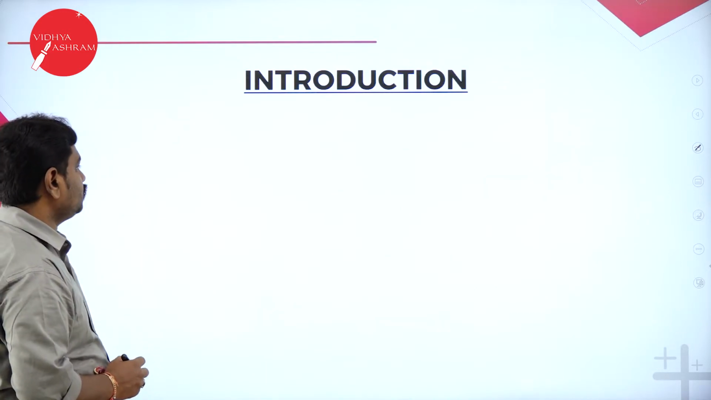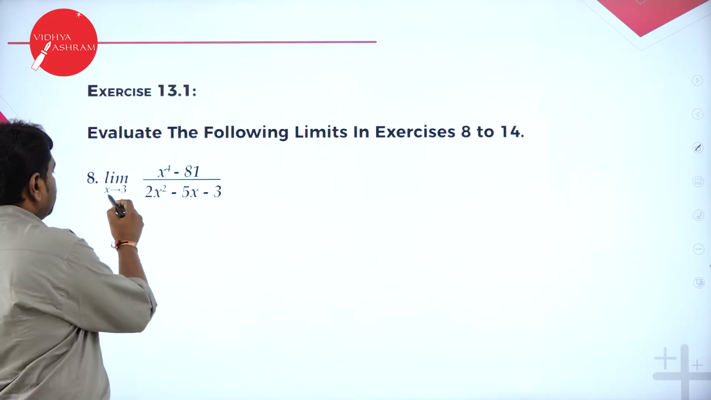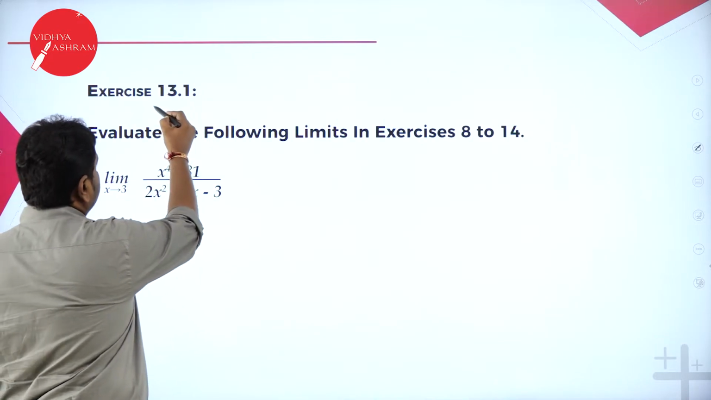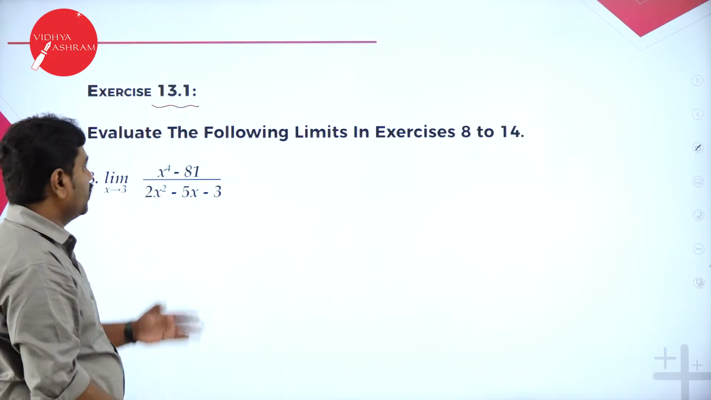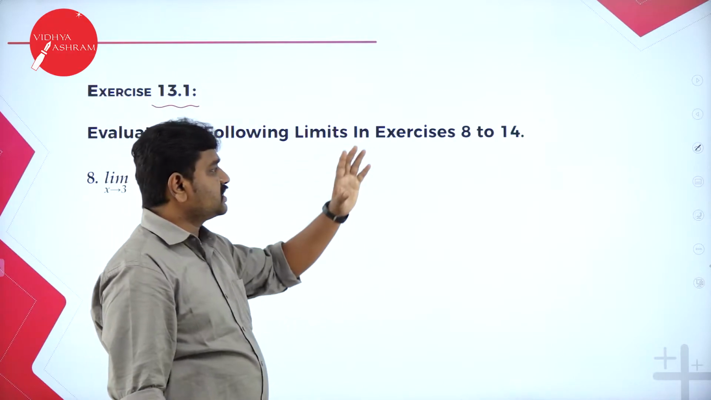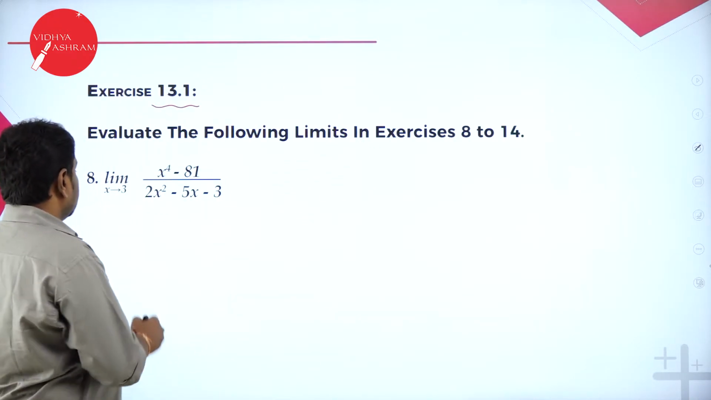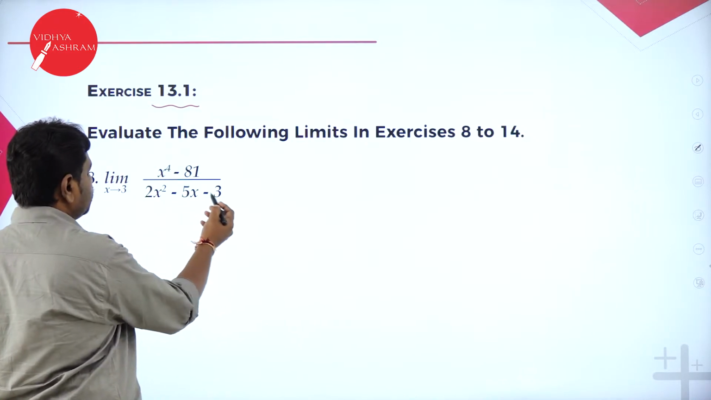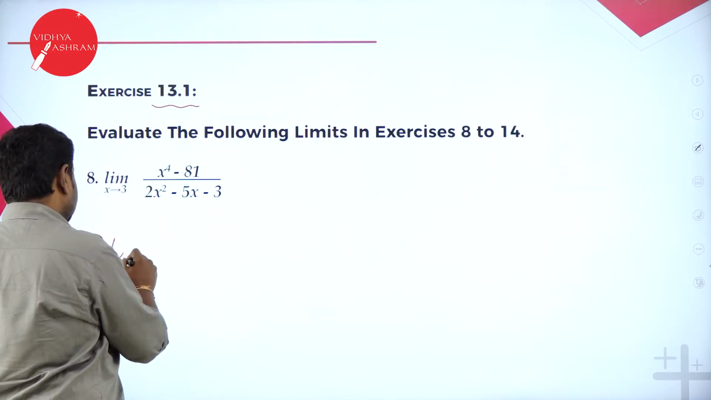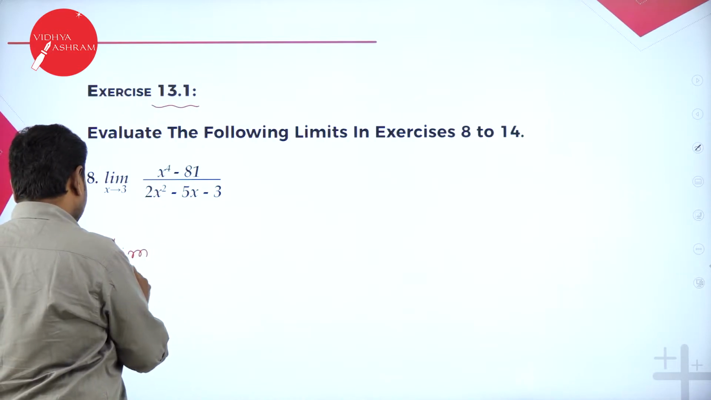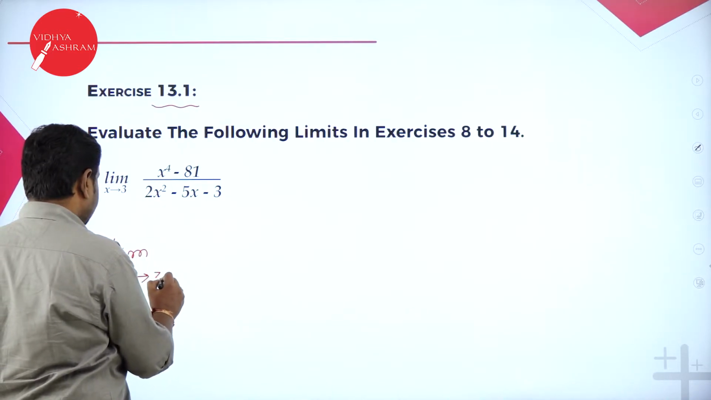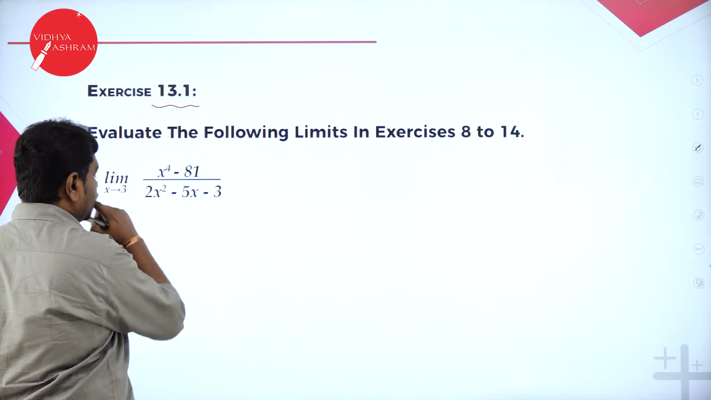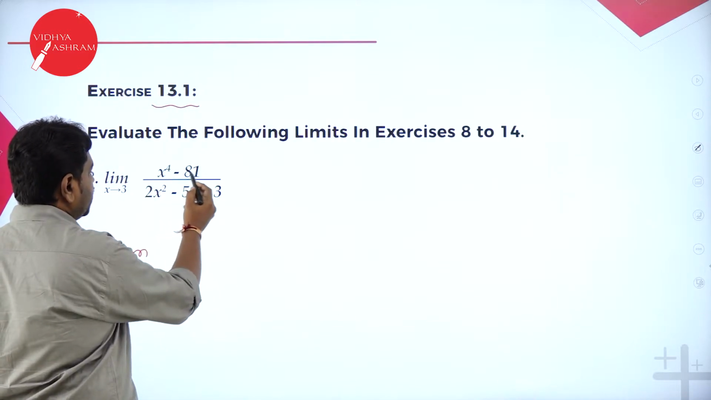Now, the first problem, evaluate the following. We will continue the problems of exercise 13.1. Evaluate the following limits in the exercise 8 to 14. So problem 8, limit x tends to 3, x power 4 minus 81 by 2x square minus 5x minus 3. I can write it as limit x tends to 3, numerator x power 4 minus 81.